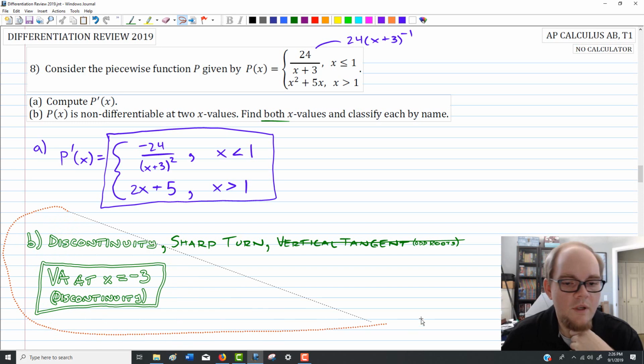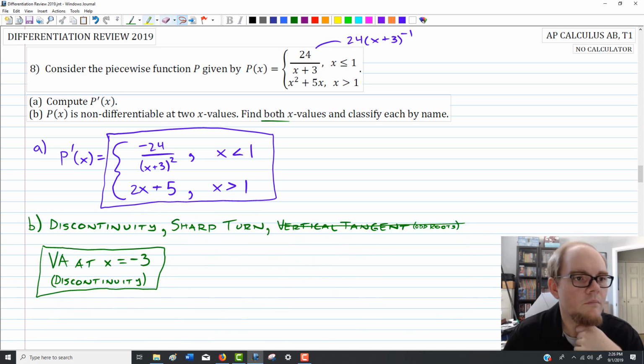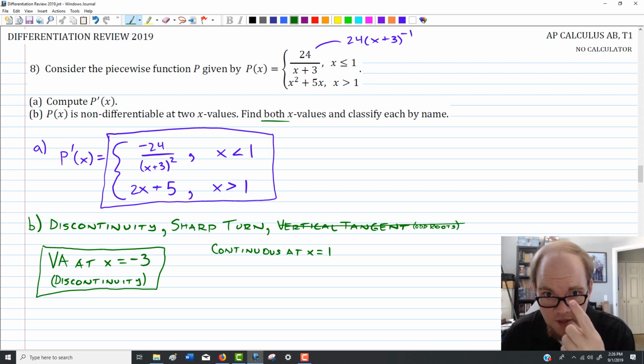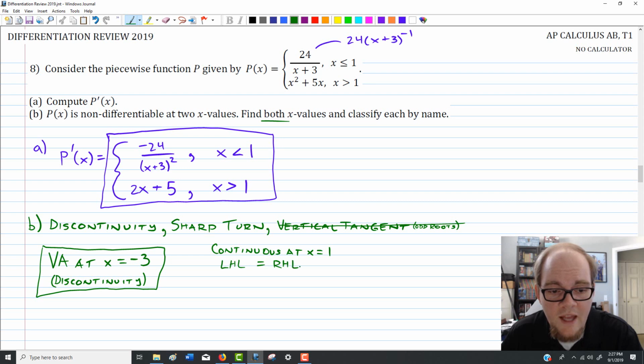Now, to check and see which one is which, we can make that call by checking two things. First, we want to see if the function is continuous at x equals 1. That's the first place we'll look. Although the continuity definition requires 3 steps, f of c exists, limit as x approaches c of f of x exists, and those two things being equal, we're going to settle for checking if the left hand and right hand limits are equal to one another, specifically at x equals 1. So looking up there, we'll have 24 over 1 plus 3, and our question is, will that be equal to the right hand limit, which will be 1 squared plus 5 times 1. 24 over 4 is 6, 1 plus 5 is 6. So we just saw those two things are equal.